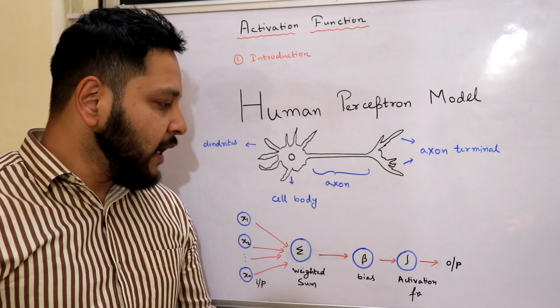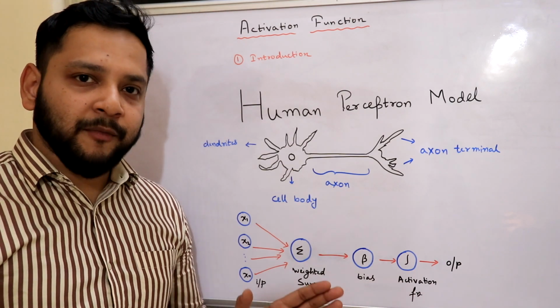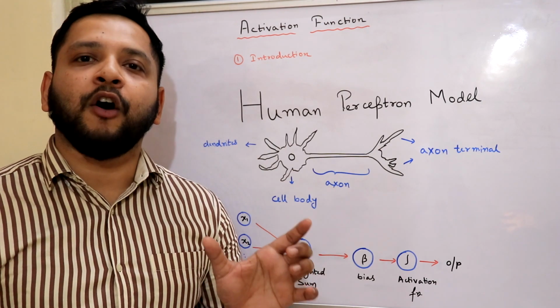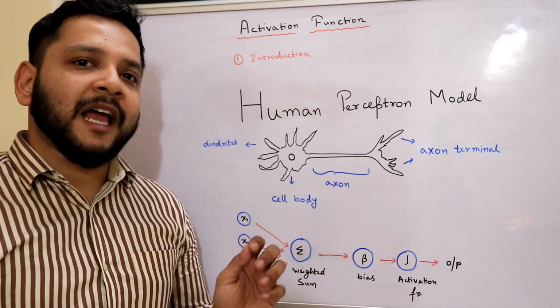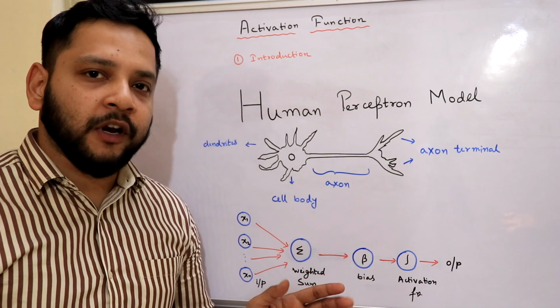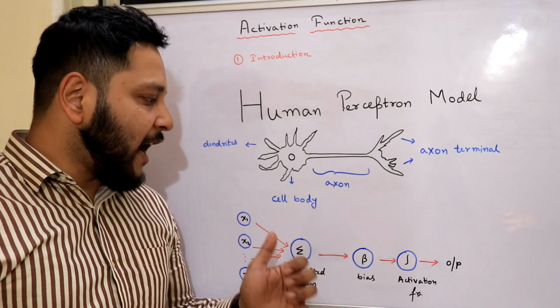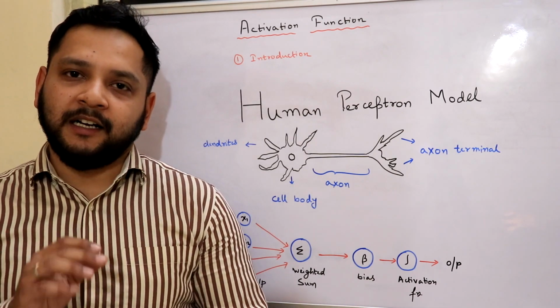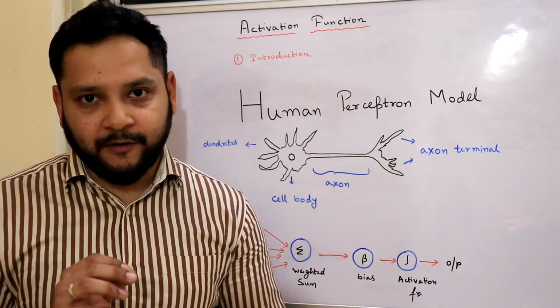Now coming to it, the activation function is an important part of a neural network. An activation function is a mathematical operation or a function which is applied to the output of each neuron and it decides whether a neuron will be activated or not. Now first of all, let us understand why we need an activation function.